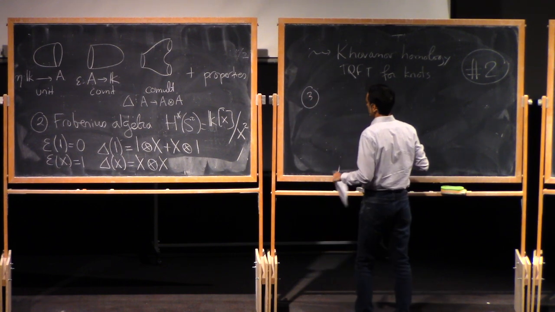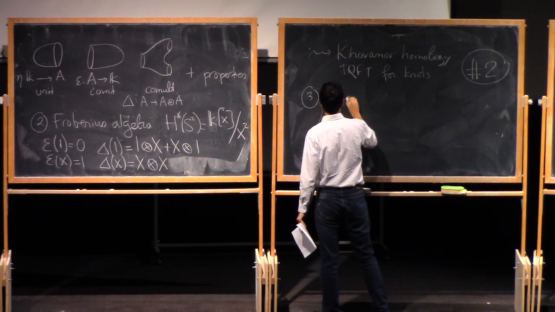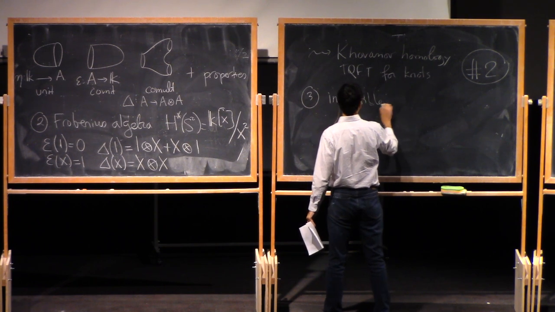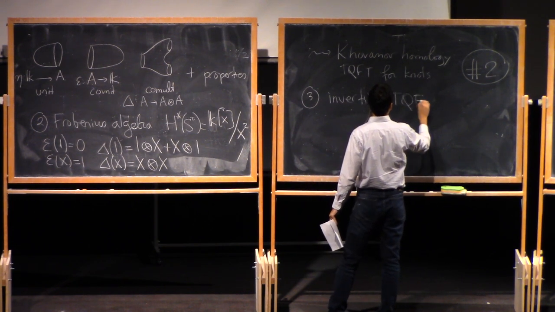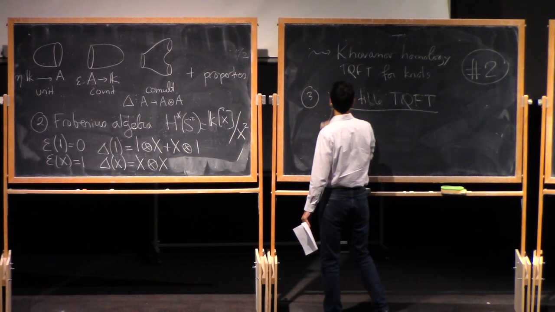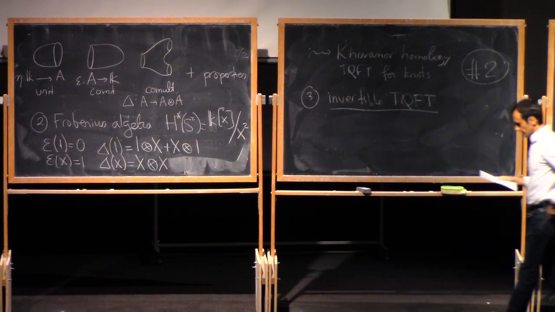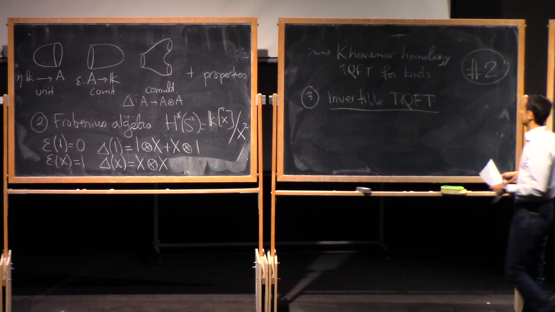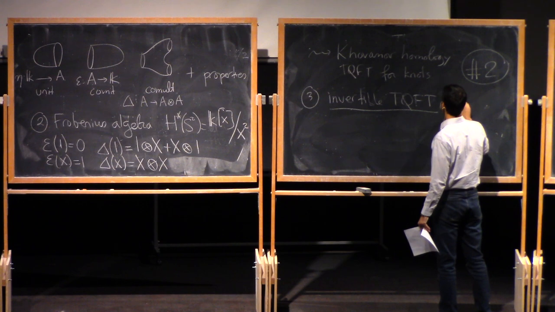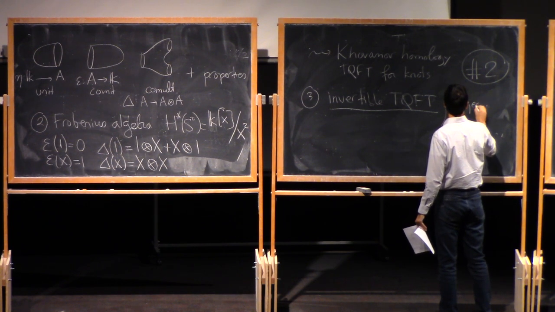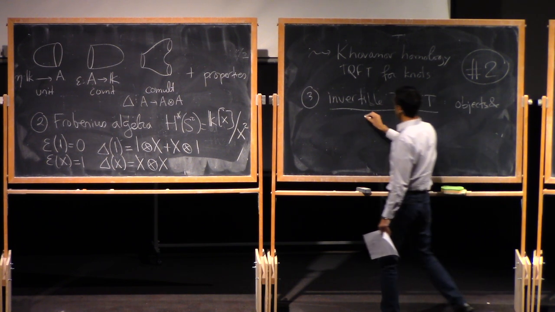All right, let me talk now. Okay, so another example is invertible TQFTs. This is a particular case of TQFTs where the objects and morphisms are invertible.